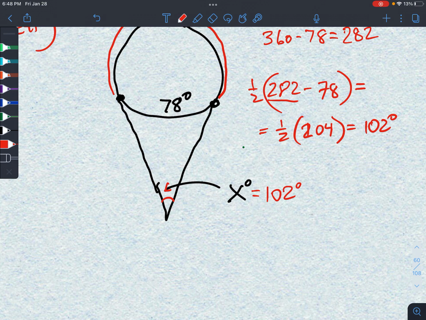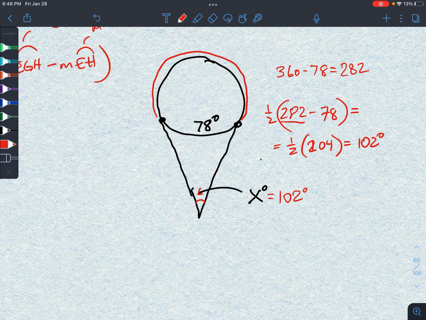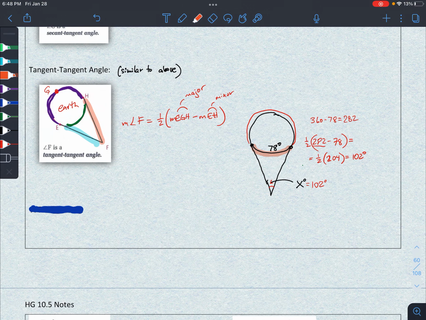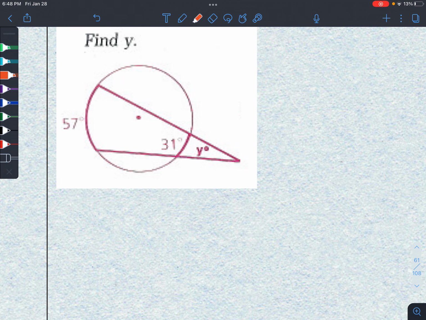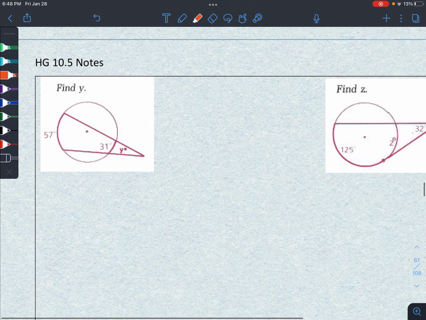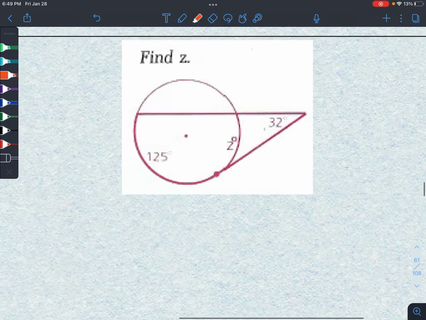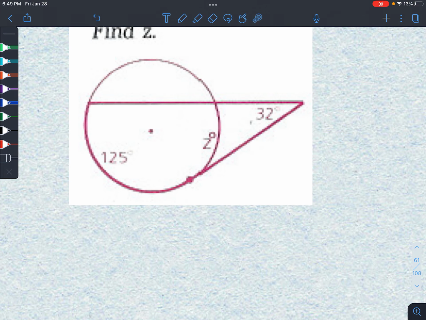Doesn't look like 102 degrees. Let me make sure I did my math right here. Yeah, okay. I guess that's a bad drawing initially of 78 degrees. That must not be 78 degrees there. Okay? All right, and you're going to get various problems, you know, like that. Again, subtract those two arcs, divide by 2, same thing here, except for the fact that this time they give you the angle, so it's 125 minus z divided by 2 is 32.